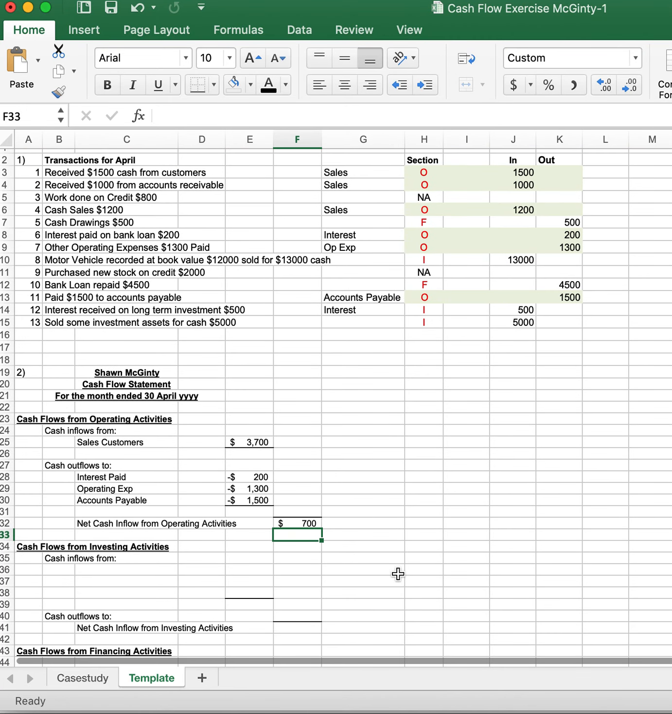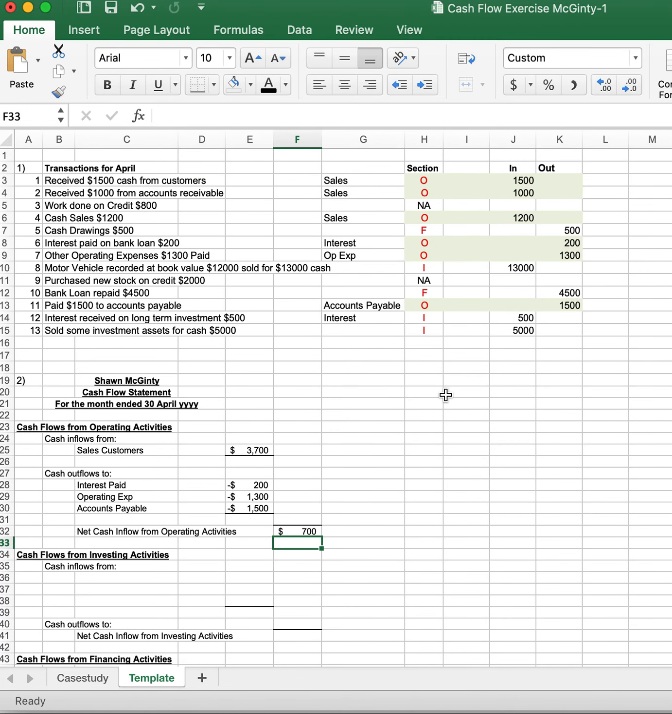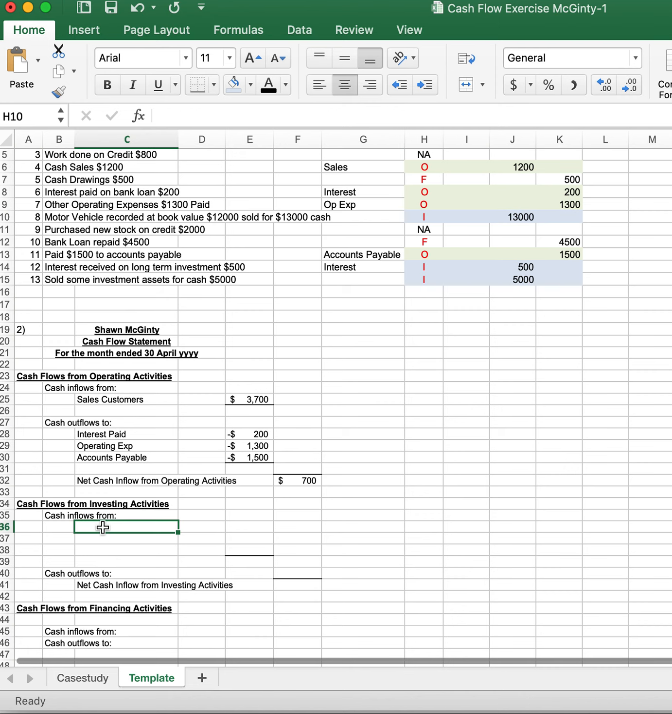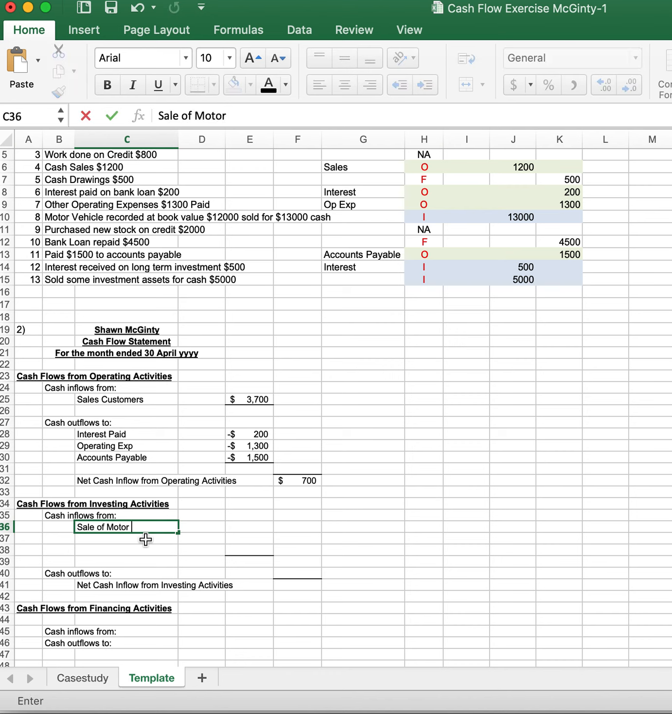Then we have a look at what's involved in the investments. The investments are the ones I put an I in front of, so we'll give them a blue colour. There's another one, blue colour. So there's 3, and they're all coming in. That's pretty good. So that's assets sold. It's money coming in, so that's positive, and it's 1300.